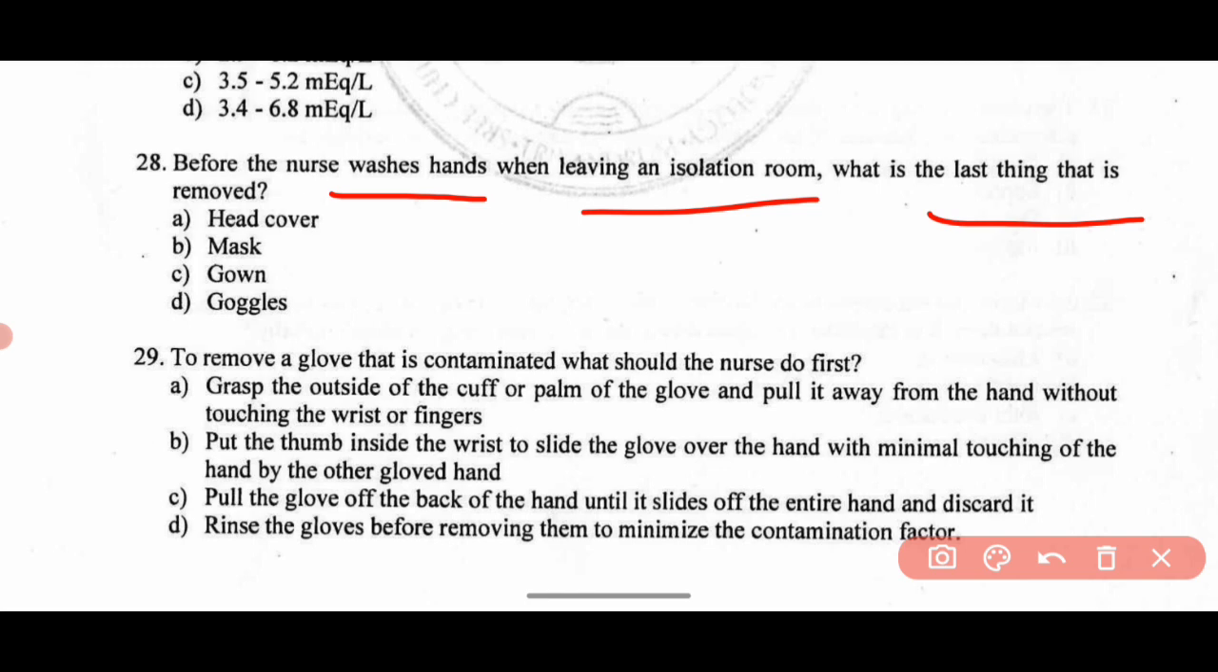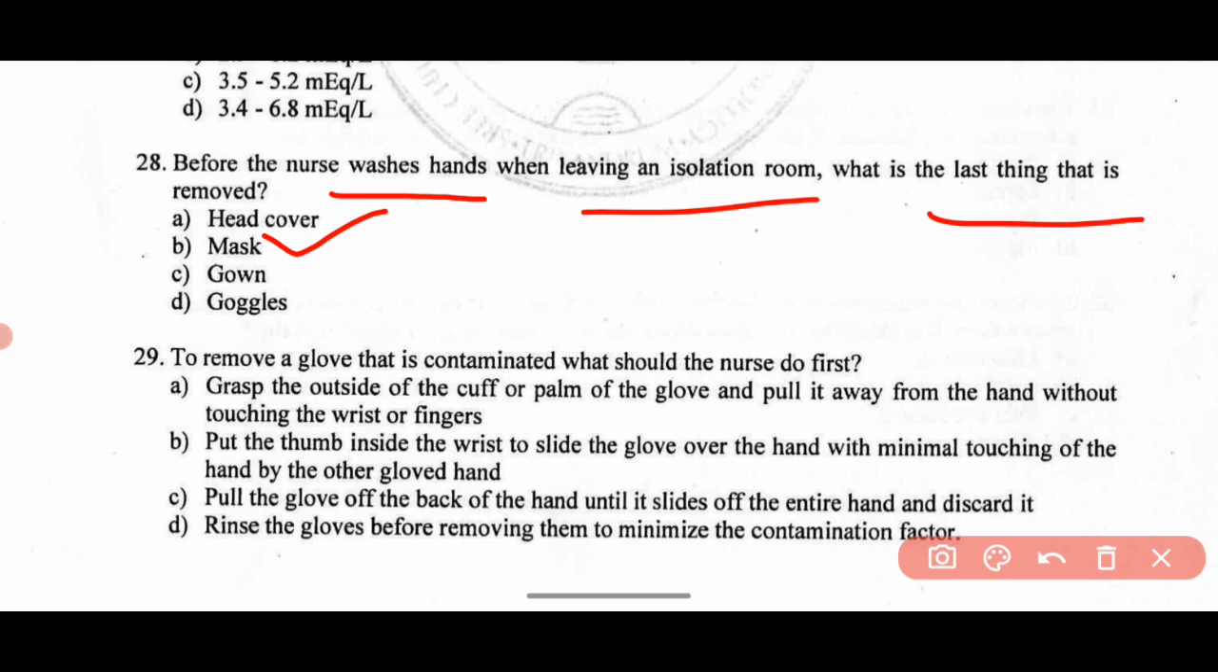So the nurse is going to wash the hand when leaving the isolation room. She is leaving the isolation room. Now she is supposed to wash the hand. What is the last thing that she has to remove before washing the hand? This is how you have to understand the question. And obviously it is an isolation room, so before leaving the room, the last thing the nurse has to remove is the mask. So the mask has to be removed.